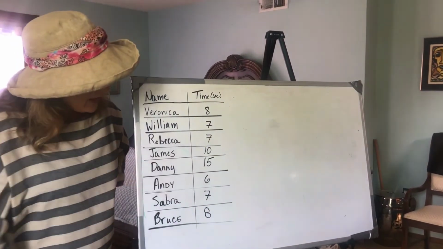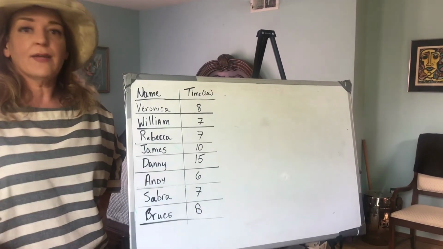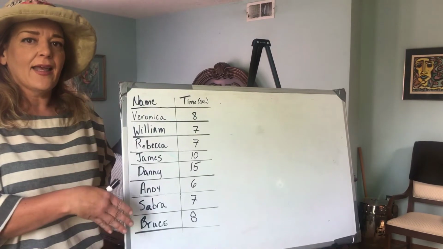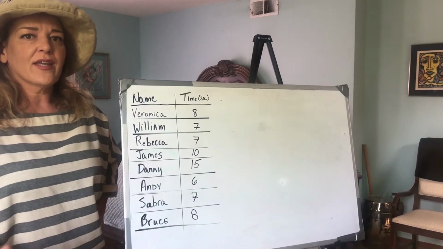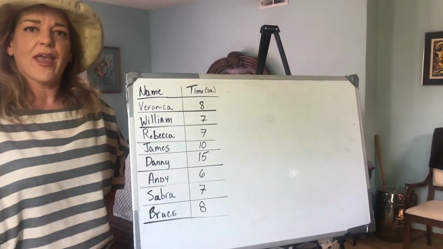This data, as it is here, doesn't tell you much about your track team. It doesn't tell you if it's a great track team, if it's a fast track team, if it's a slow track team. We really need to analyze the data to see, so that we can tell people, hey, we've got a fast track team, or hey, we've got a slow track team, or we're okay.